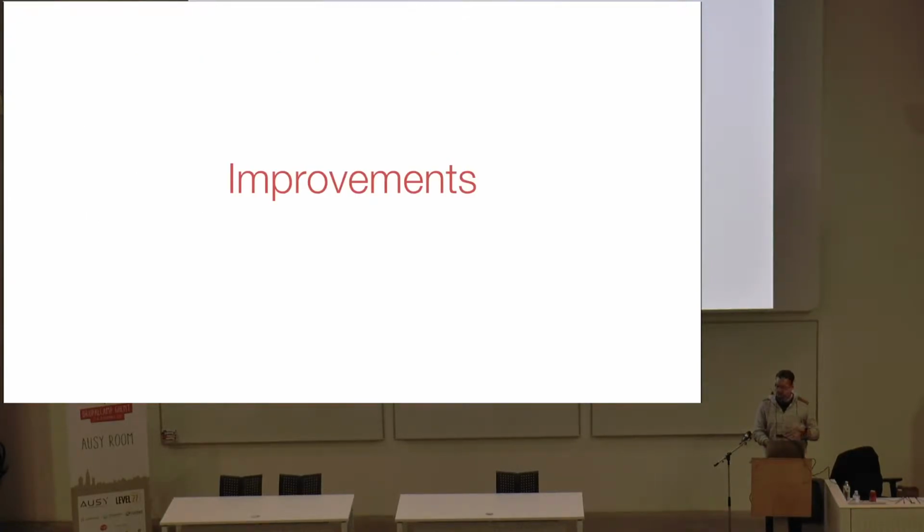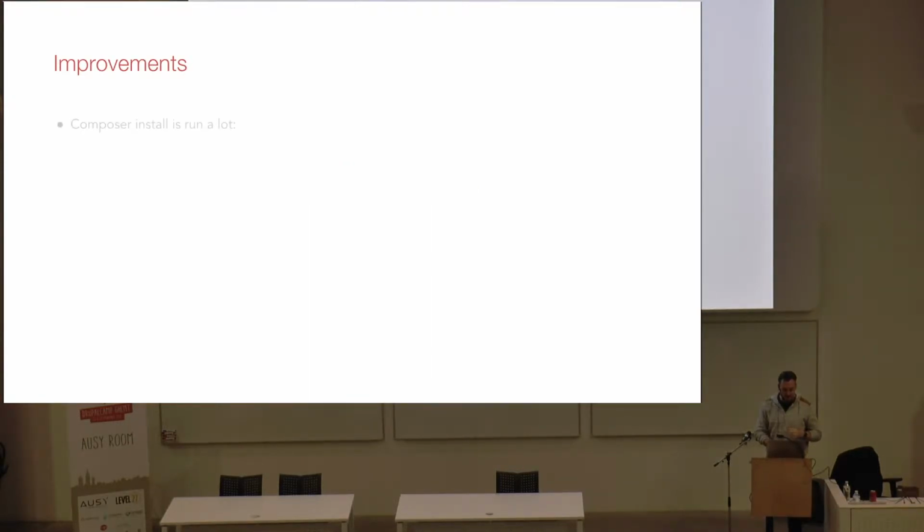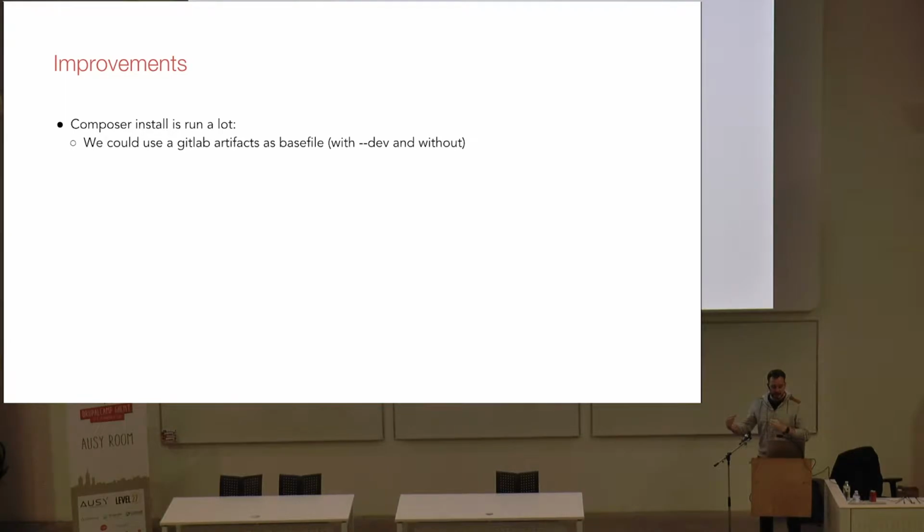For this, I also have some improvements to be done because nothing is ever perfect. Composer install runs a lot if you're in a real project. You have your build, and maybe some other things that trigger your composer install. What I actually want to do is use GitLab to create a GitLab artifact, which I then use in my Docker package instead of just using the core files. So we can use 2 artifacts, one with the dev dependencies and one without.